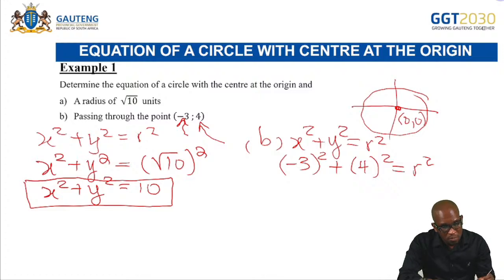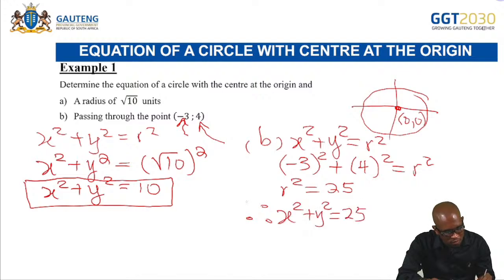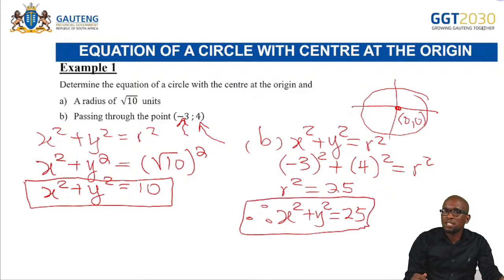Now, if you simplify, -3 squared becomes 9. 4 squared becomes 16, and the sum thereof becomes 25. So r squared becomes 25, and hence the equation would be x squared plus y squared equals 25. That's the equation of the circle that is centered at the origin.